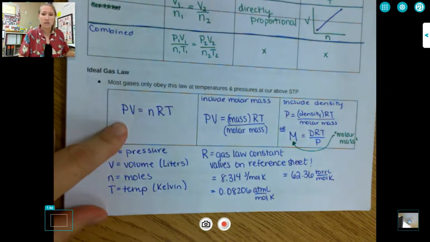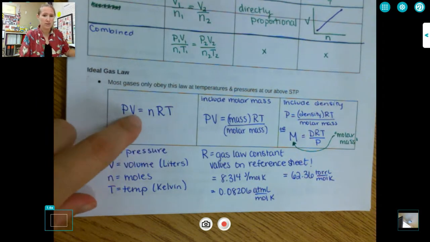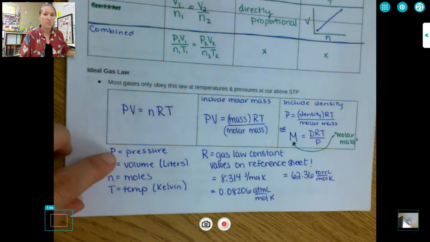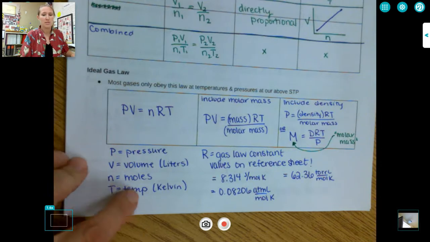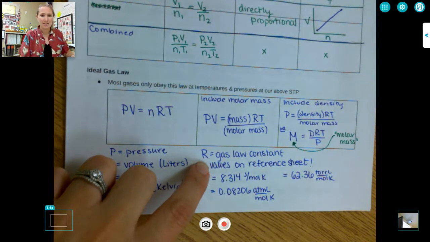So the standard equation for the ideal gas law is PV equals nRT, PIV-NERT. Remember that P is pressure, V is volume. This time it has to be in liters because of our R value. n is moles, T is temperature in Kelvin. Like I said, R is that gas law constant.